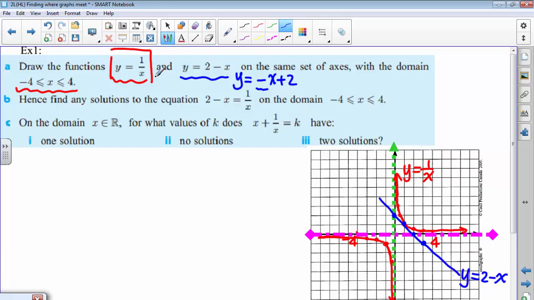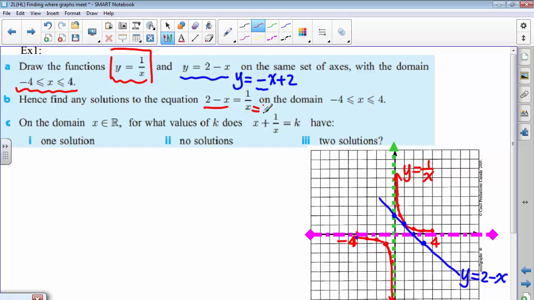This is the graph. But if you only needed the domain from -4 to 4, you can even erase the further part. You can stop the graph at -4 here. And here, you can erase the part greater than 4. So you can stop your curve here. So that's the graph from -4 to 4. Okay, that's the first one. B, hence find any solutions to the equation 2 - x = 1/x on the domain.